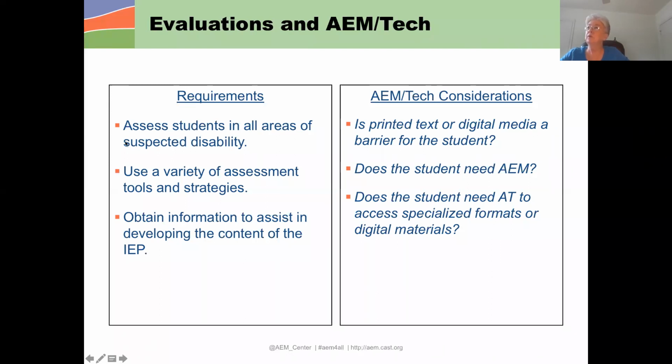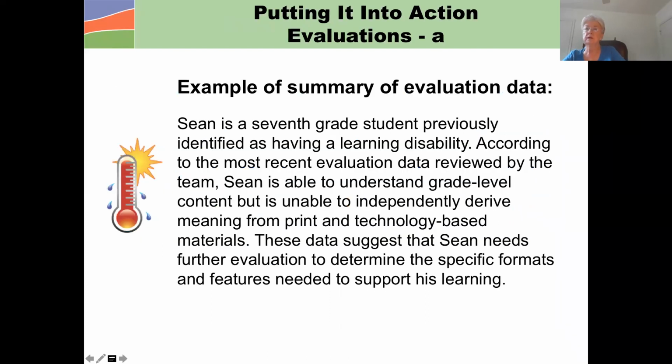So where AIM and technology might come into play is looking at whether the printed text or the digital media is a barrier for the student. Are they having difficulty with it? Does the student need accessible educational materials? Does the student need AT to access the specialized formats or the digital materials? Remember that these are the two sides of the coin, with the other side being what's needed so that the student can access those materials.